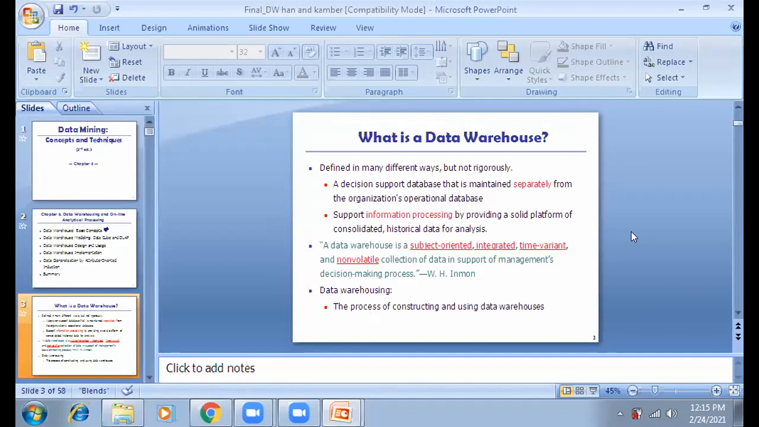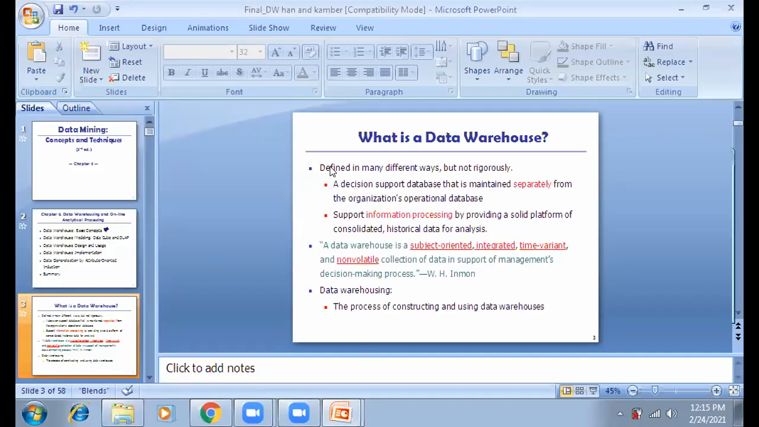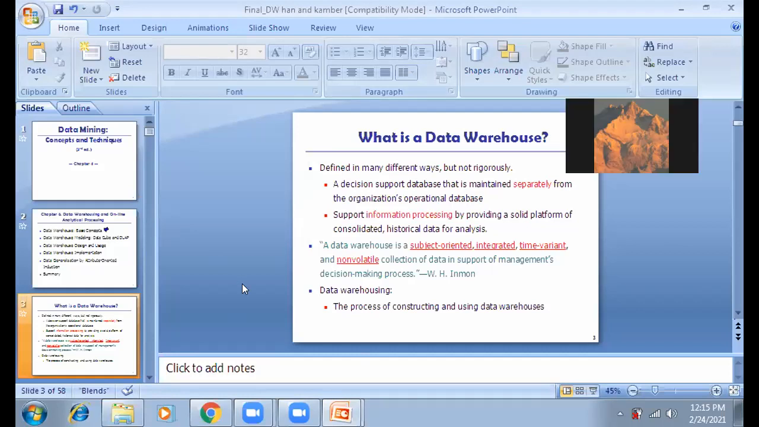Whereas an operational database does not have features like the time variant feature. It can be time invariant. Why is a data warehouse time variant? Tell me. Any one of you? Don't know? Give me a response. If you don't know, please give me a response.